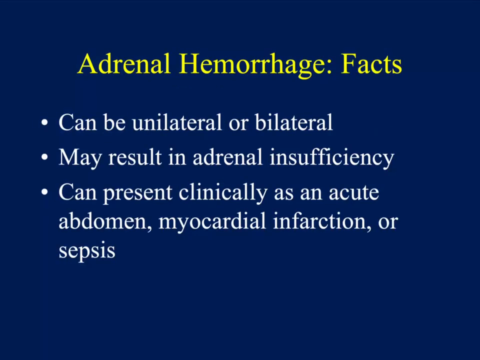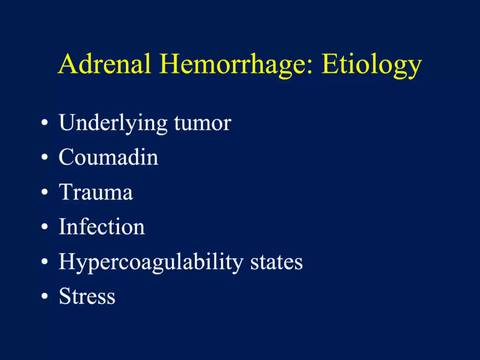It's more common in females. One of the interesting things about hemorrhage, it can present as adrenal insufficiency, meaning the patient is Addisonian, and CT is the way to make the diagnosis. Clinically, the patients can present with acute abdomen, myocardial infarction, or sepsis, so it can be very confusing.